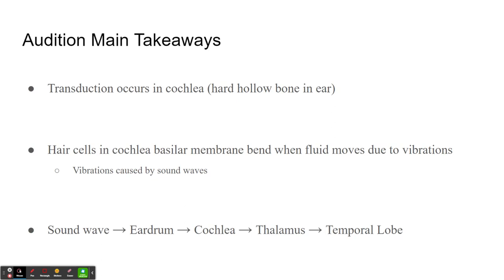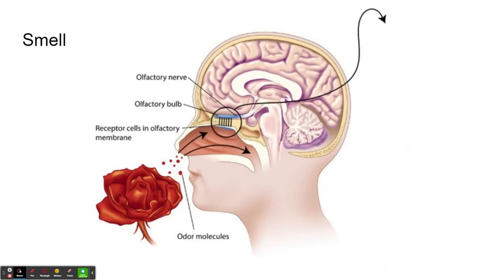The cochlea is the hard hollow bone in the ear. Your hair cells in your cochlea and the basilar membrane will bend when fluid moves due to vibrations from the sound waves. And the path of a stimulus goes from a sound wave to your eardrum, to your cochlea, to your thalamus, and then to your temporal lobe to be further processed.